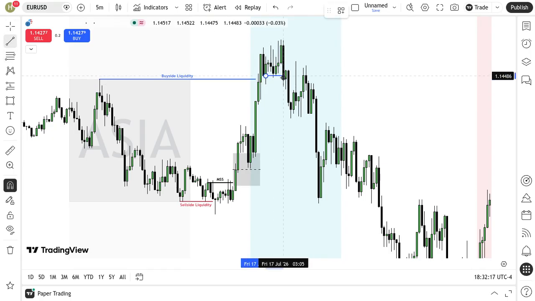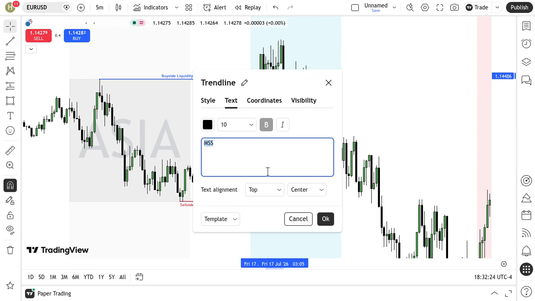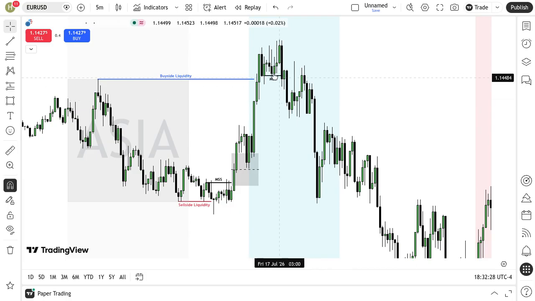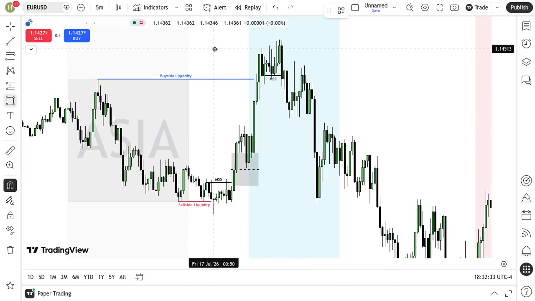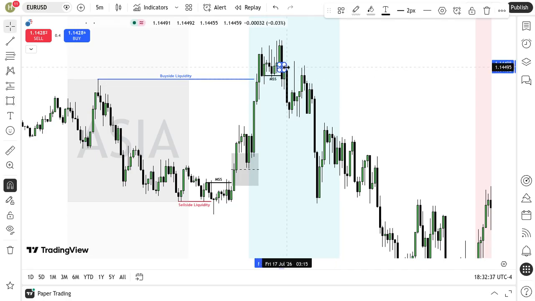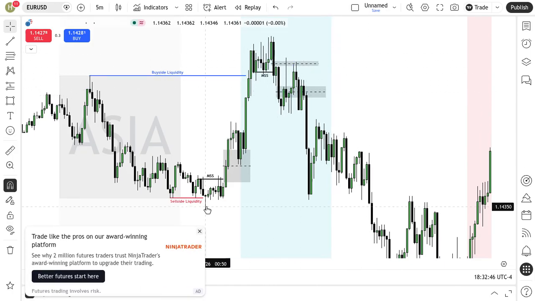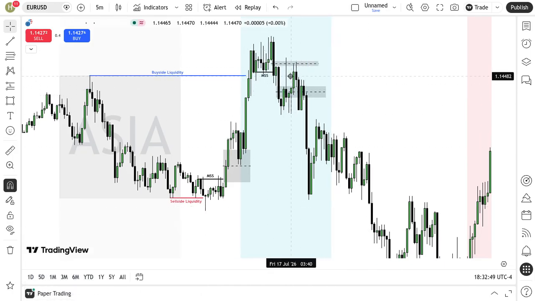So in this case, we also have another market structure shift. And let's make that go to the bottom. So we have another market structure shift. What do we see? We see a gap here and a gap here. So we can mark out fair value gaps. We have this gap, and we have this gap. So then you could have potentially went short from one of these areas.